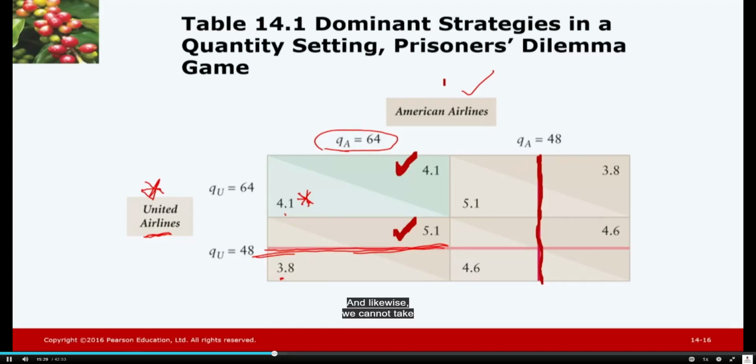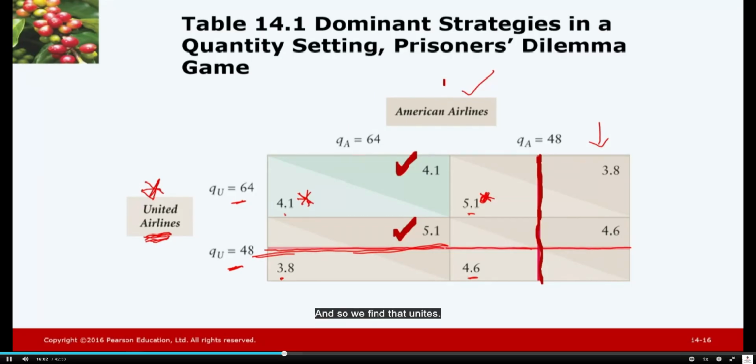Likewise, we can now take the situation of American Airlines producing a low output. So we're going down the second column. What is United's best response, given that it believes American is producing a low output? Would it be to produce a high output and earn 5.1, or a low output of 48 and earn 4.6? Here again, we can see that this is higher, so we're going to rule this out. We're not going to do this.